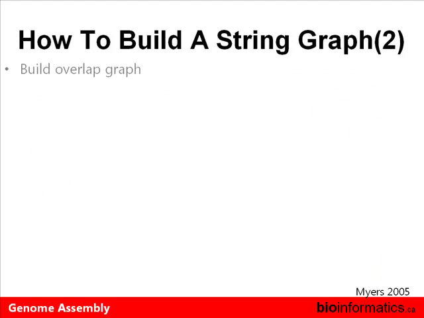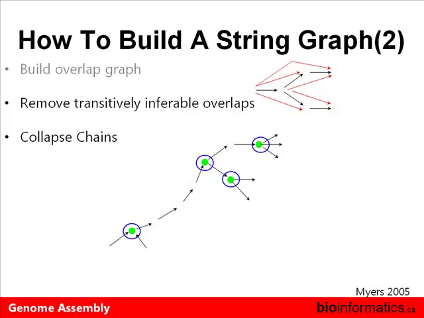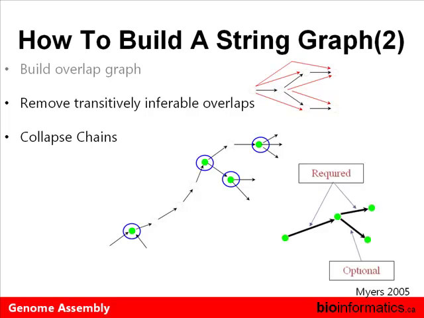Okay, so to build a string graph, you start with an overlap graph and remove these transitively inferable overlaps. So you start with something which will look potentially like this, and you remove all of these red edges because they can be spelled directly. And you end up with a graph which looks like this. I apologize, you can't see these. There are also nodes between these, but for some reason they're not coming through. The next thing you do is collapse chains.